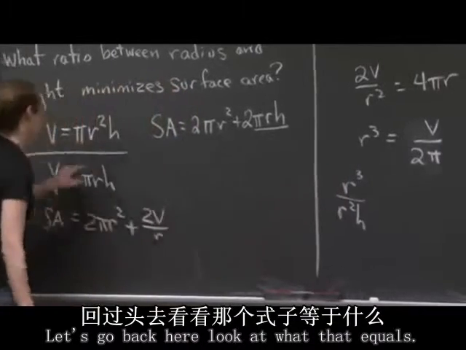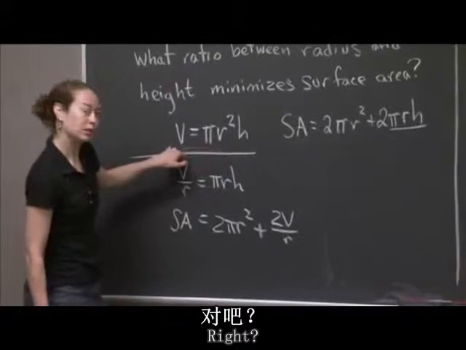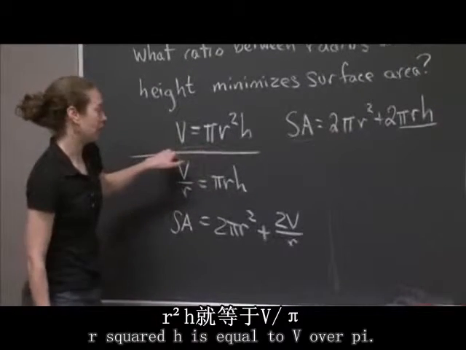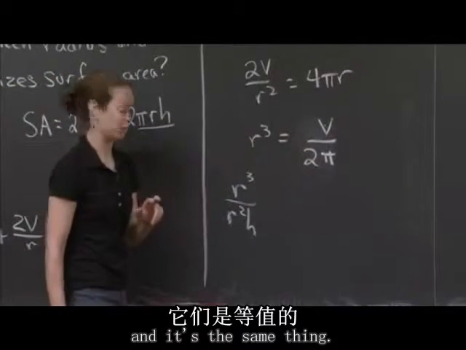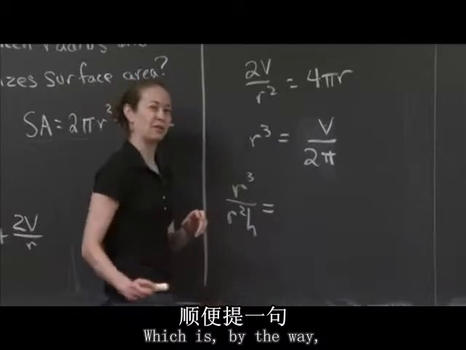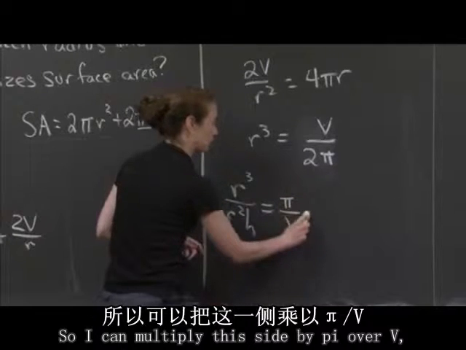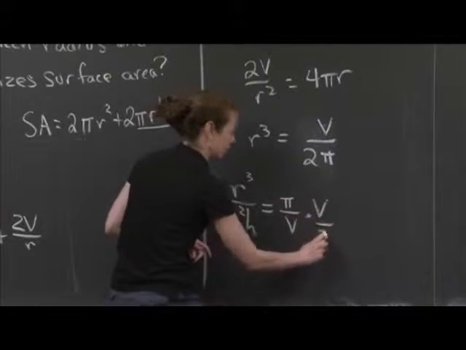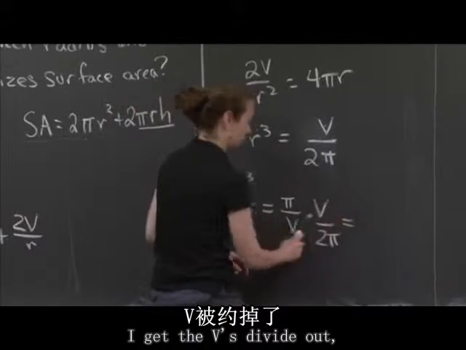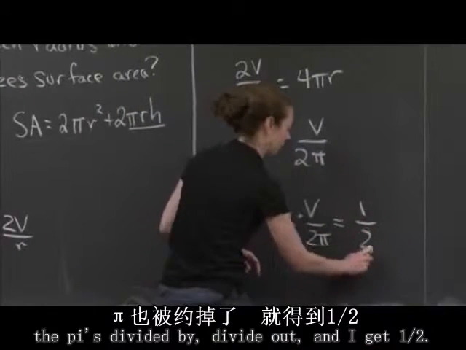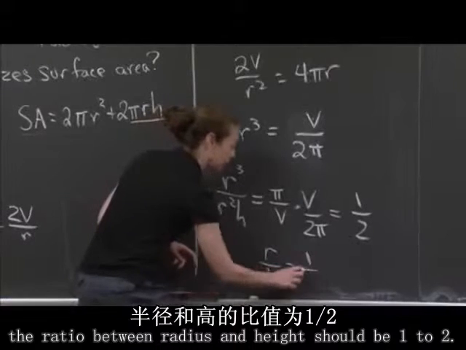Let's go back here and look at what that equals. R squared h is equal to v over pi. Right? R squared h is equal to v over pi. So I can divide this side by r squared h and divide this side by v over pi. And it's the same thing. Which is, by the way, the same thing as multiplying by pi over v, right? So I can multiply this side by pi over v. And what do I get? I get the v's divide out, the pi's divide out, and I get 1/2. So the result is that the ratio between radius and height should be 1 to 2.